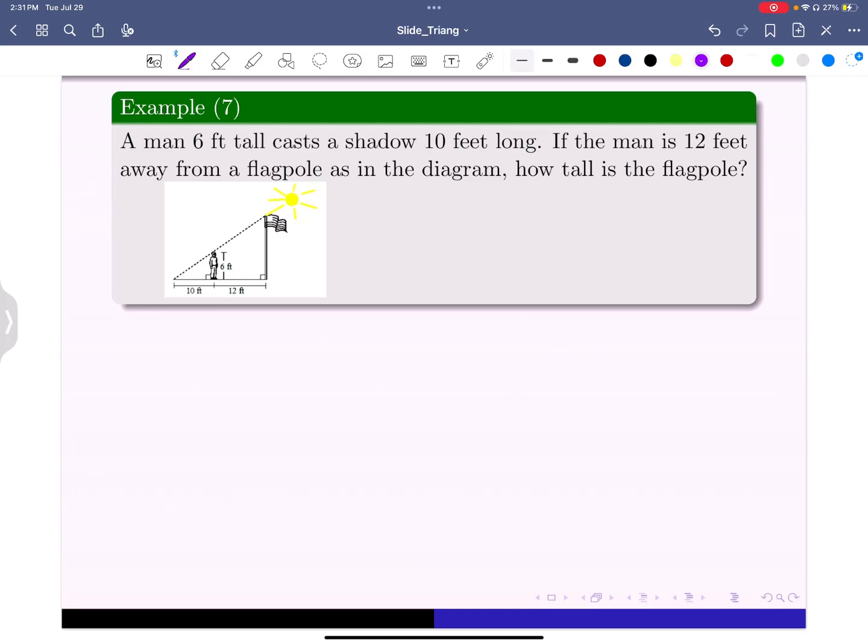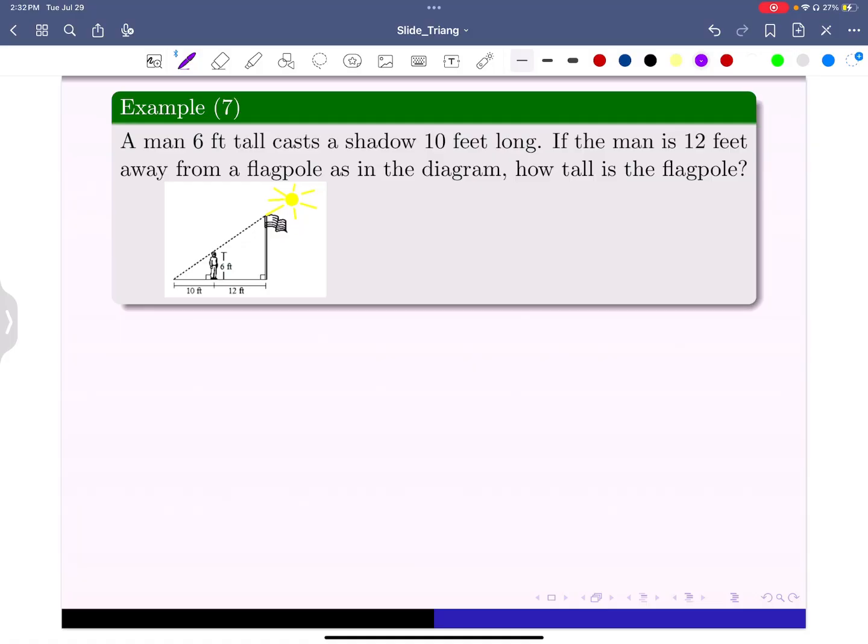A man 6 feet tall cast a shadow of 10 feet. If the man is 12 feet away from the flagpole, as in the diagram, how tall is the flagpole?